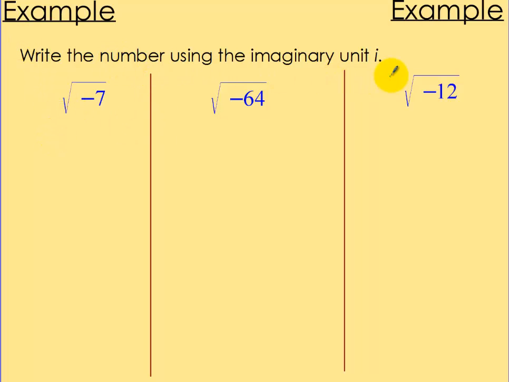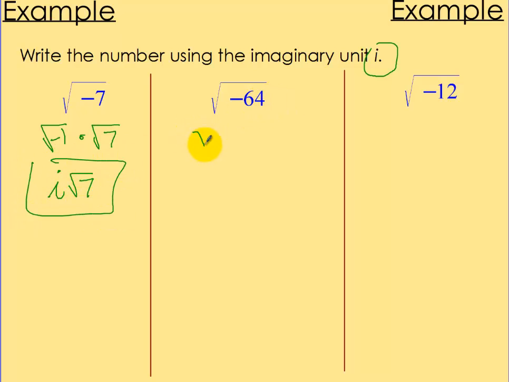All right. Write the number using the imaginary unit i. So negative square root of negative 7, that just becomes the square root of negative 1 times square root of 7. So that's going to be i square root of 7. Can't reduce that. This one breaks up into square root of negative 1 times square root of 64. And square root of 64 is going to be 8. And square root of negative 1 is going to be i. So i times 8. We can write that as 8i.